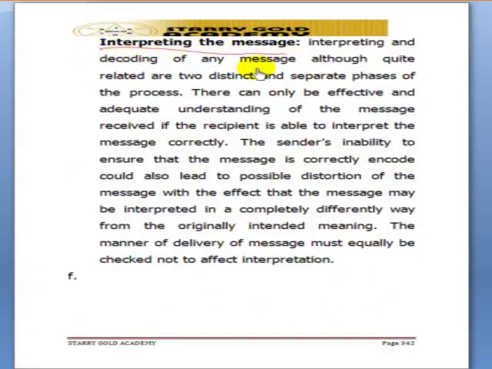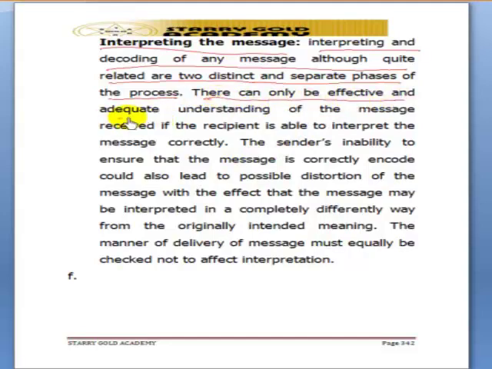Interpreting and decoding of any message, although quite related, are two distinct and separate phases of the process. The other aspect, we explained what we mean by encoding, and somehow we mentioned interpretation along with it. If a message is encoded in a wrong language, interpretation will not be possible and decoding will not be possible. If it is gotten wrong at that stage, then every other thing is going to be affected. But there are two distinct concepts anyway.